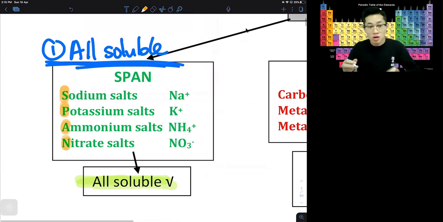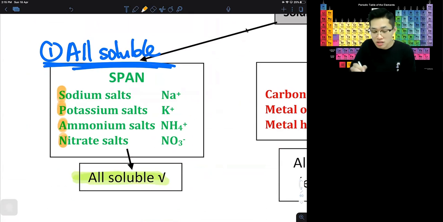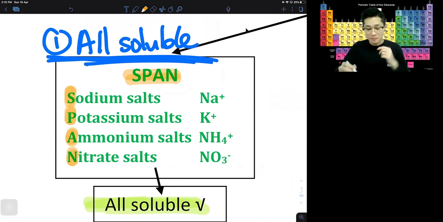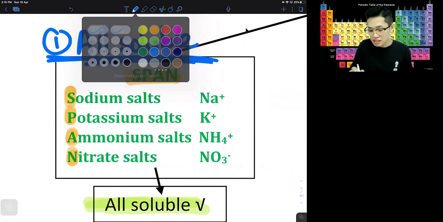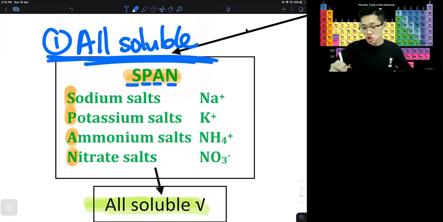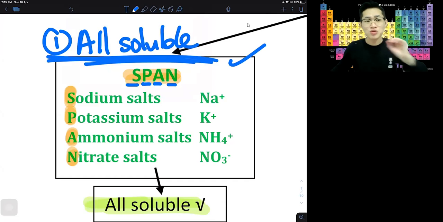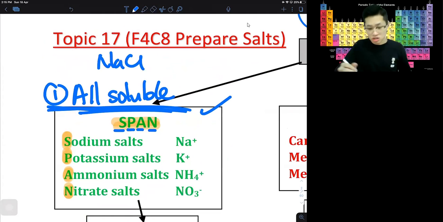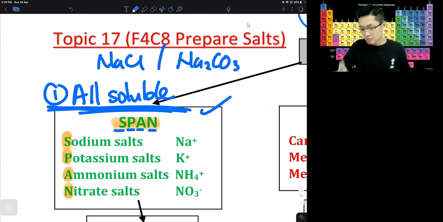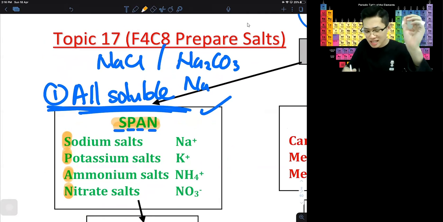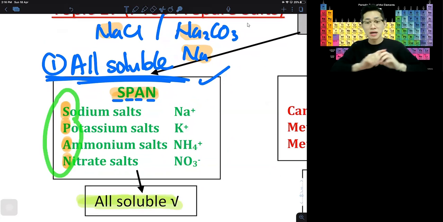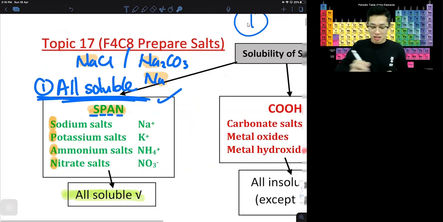When you see these 4, we call them SPAN salts. If you see sodium, potassium, ammonium, and nitrate, straight away soluble. You don't have to care whether it is sodium chloride, sodium carbonate, or sodium sulfate, it is also soluble. As long as there is sodium, soluble. Easy. So first one, remember, this is how they memorize: SPAN.